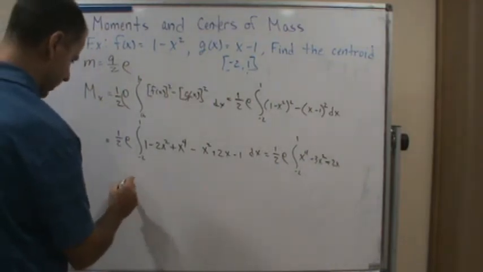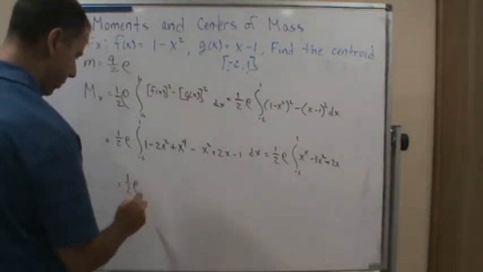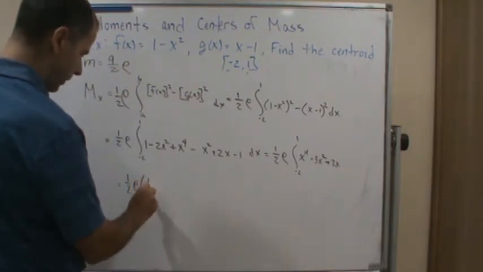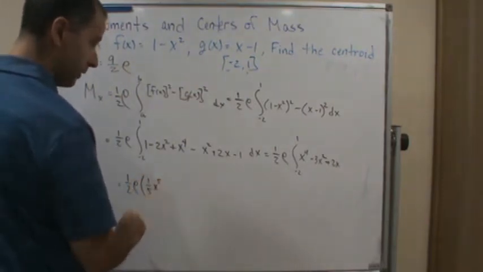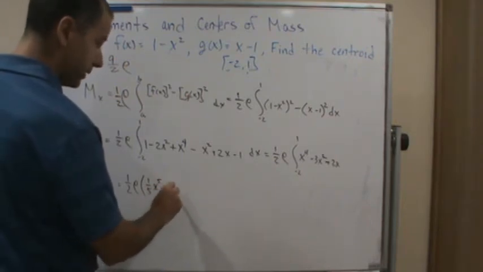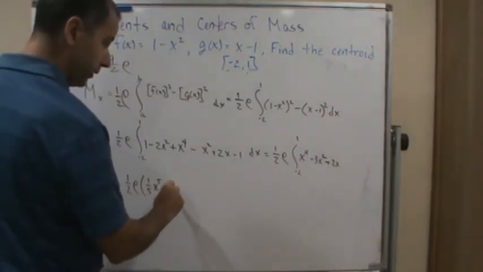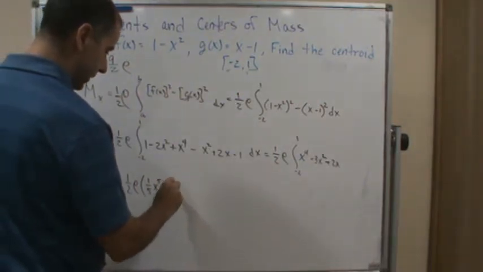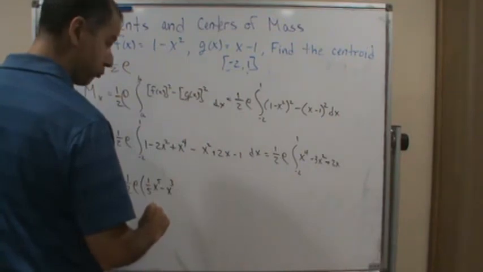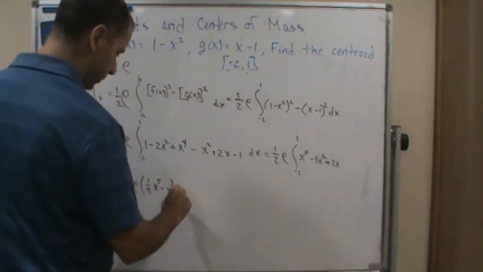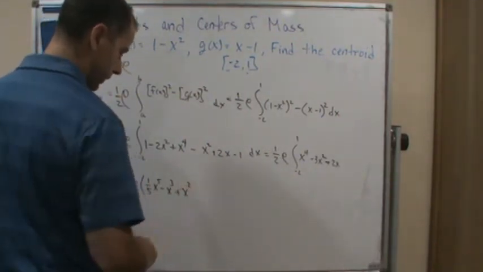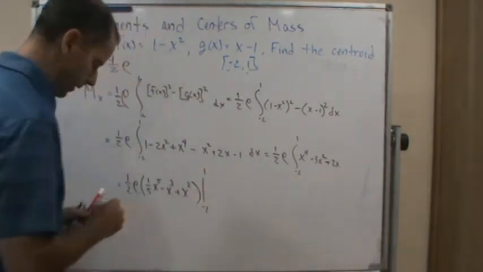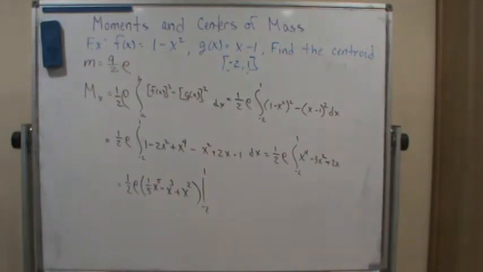So we get 1/2 rho. And what do we get? We get 1/5 x to the 5th minus, 1, so 3/3. So we get minus x cubed, and then we get plus x squared, evaluated from -2 to 1. Okay, so that helps a lot.